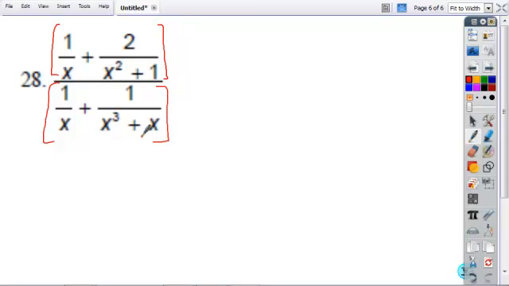Okay, so let's start in the numerator. If I look just at the fractions in the numerator and find the LCD, based on my first fraction, I need a factor of x. My second fraction, I need a factor of x squared plus 1. X squared plus 1 doesn't have any additional factors, so I don't need to do anything else with it.